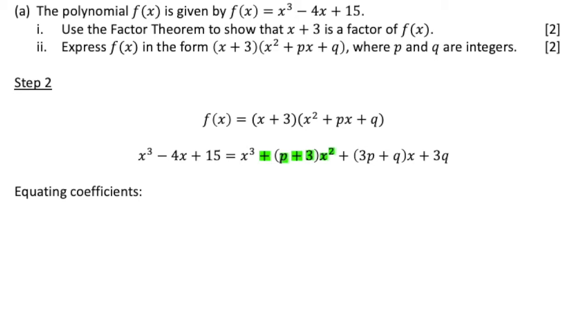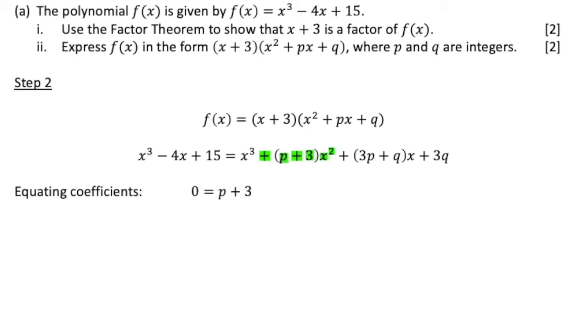So if I'm equating coefficients, the coefficient of x squared on the left hand side here is clearly 0, and on the right hand side it's p plus 3. So whatever p is, it must satisfy this little equation, 0 equals p plus 3.